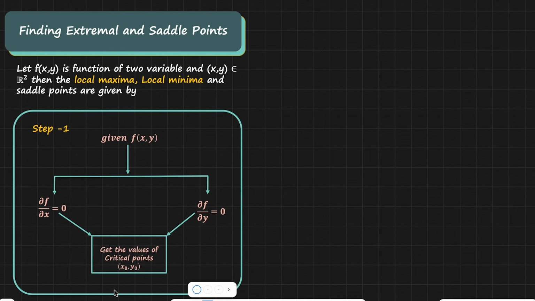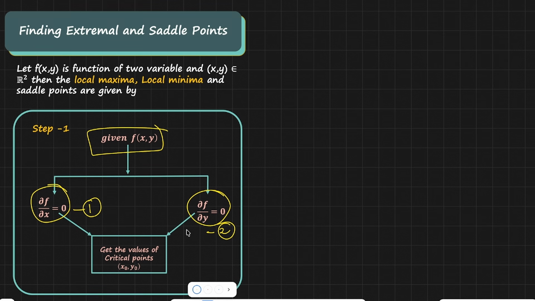You follow step number 1. Given function f of x comma y, find out the partial derivative with respect to x and the partial derivative with respect to y, and put each partial derivative equal to 0. When you put the partial derivatives equal to 0, you will get equation number 1 and equation number 2. Using both equations, find out the value of x comma y. These x comma y are known as the critical point. It is not necessary that every time you will get only 1 point. You may get 2 points, 3 points, or more.